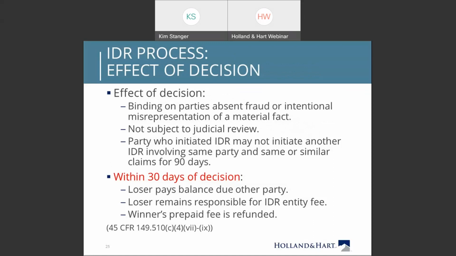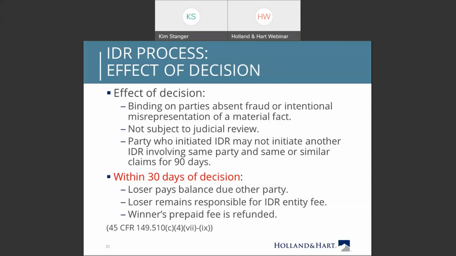So the IDR entity comes out with its decision, presumably the offer that's closest to the QPA, unless you can convince them otherwise. What is the effect of that decision? Well, that's binding on the parties absent fraud or intentional misrepresentation of a material fact. There is no judicial review. It's not like you can go to court and appeal it. The party who initiated the IDR may not initiate another IDR involving the same party and the same or similar claims for 90 days. So it kind of gives this cooling down period.